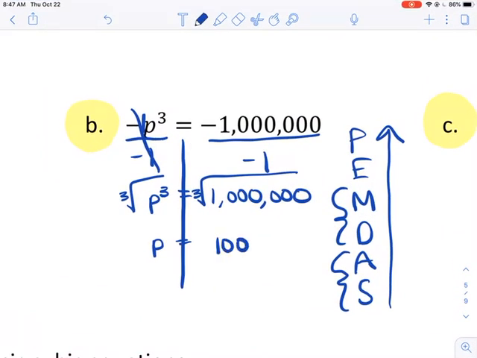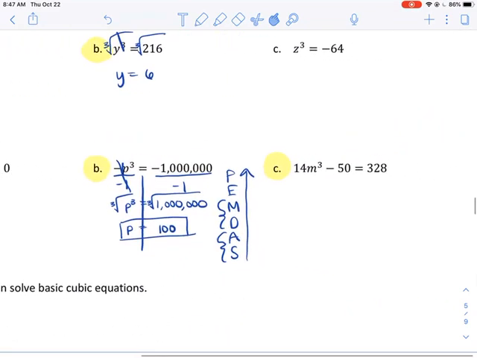You can always check your answer and plug in 100 cubed and see if you get 1 million. So we have one answer. Remember that all of the ones for today will just have one answer.